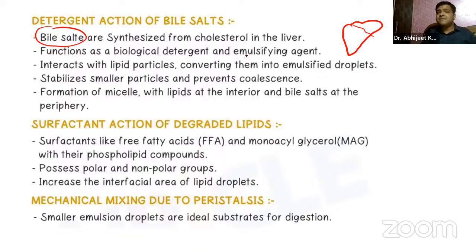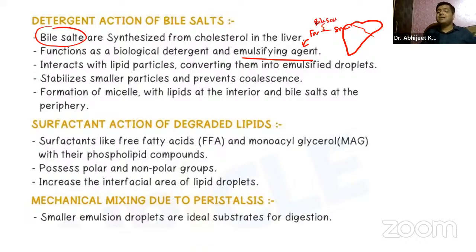Now, when I say emulsifying agent, guys, automatically this comes to your mind that they will help in the breakdown of the large fat molecules into smaller fat molecules. That is something called emulsification. Big droplets of fat breaking down into small droplets of fat with the help of an agent, and that is nothing but the bile salts.